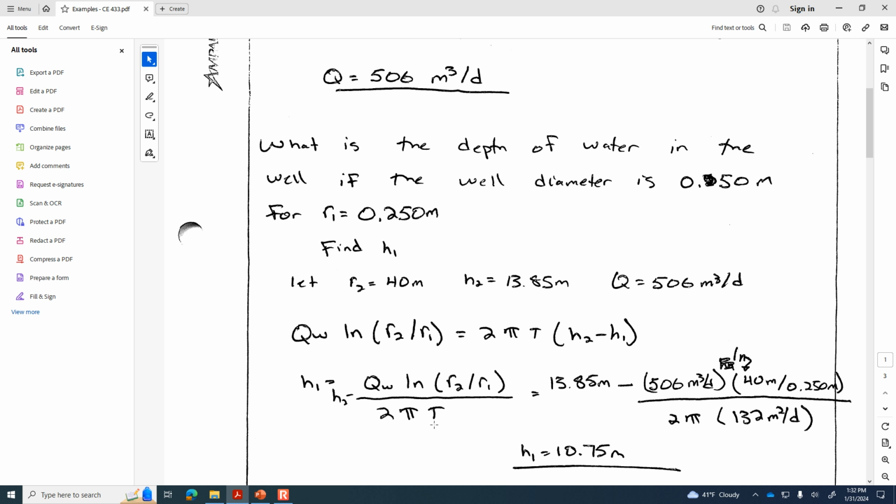So I used the 40 meter distance. Did anybody use the 85 meter distance? Okay. Did you end up with the same 10.75 meters?